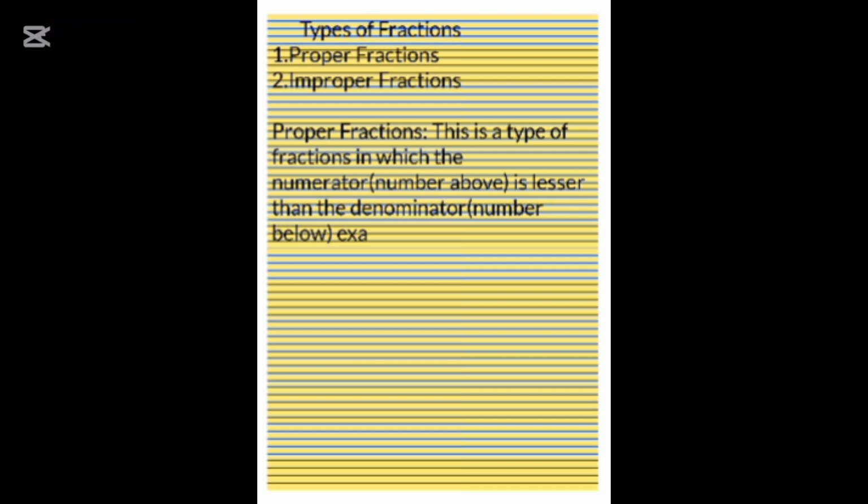Now let's have some examples. We have 1/2. Here numerator 1 is lesser than denominator 2. We have 2/3. Here numerator 2 is lesser than denominator 3. We have 7/10. Here numerator 7 is lesser than the denominator 10. Now let's continue, etc.